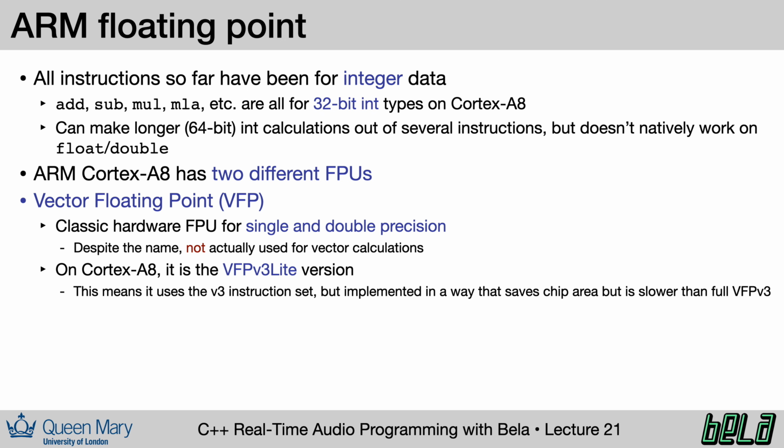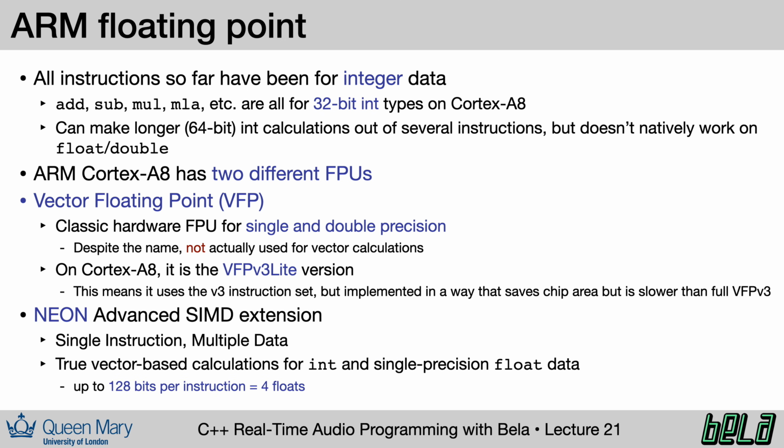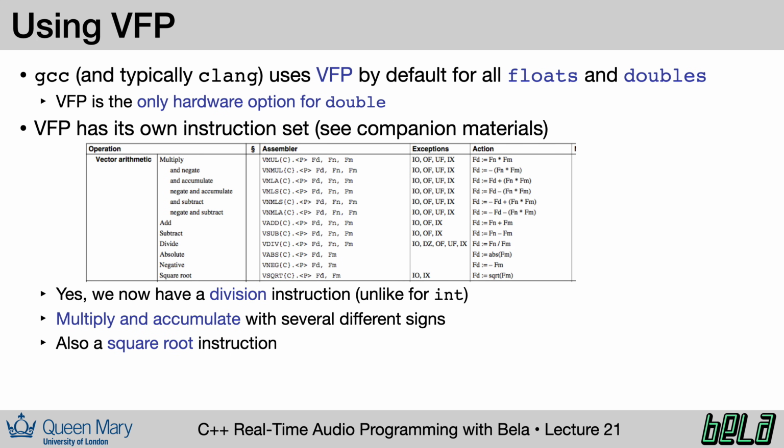There's also another floating point unit on the Cortex-A8. This is called the Neon. The Neon supports what are called SIMD instructions, single instruction, multiple data. These are true vector-based calculations for int and for float data. For example, in a single instruction, the Neon can multiply 4 floats by 4 other floats, which can make your code significantly more efficient to run. In this lecture, we're going to look at working with the VFP. In the next lecture, we'll see what we can do with Neon.